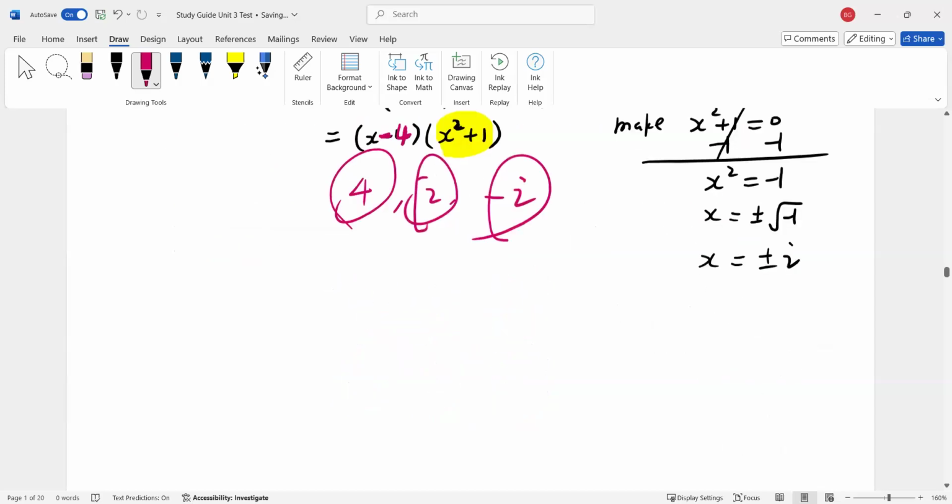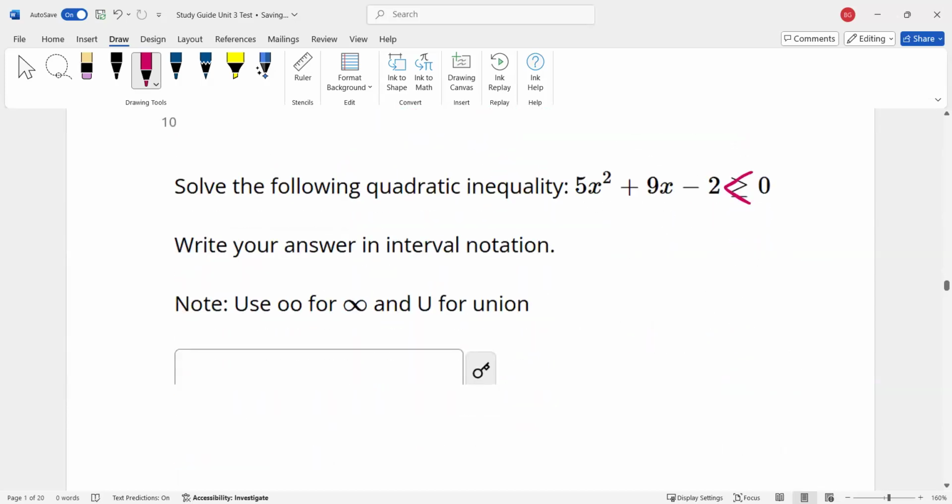Question number 9 done. Let's go to question number 10. Solve the following quadratic inequality. I changed this because the actual problem on the exam is less than 0, just to make it more authentic. This is a quadratic inequality. The left side is a quadratic trinomial. Let f of x be the left side, which is 5x squared plus 9x minus 2.